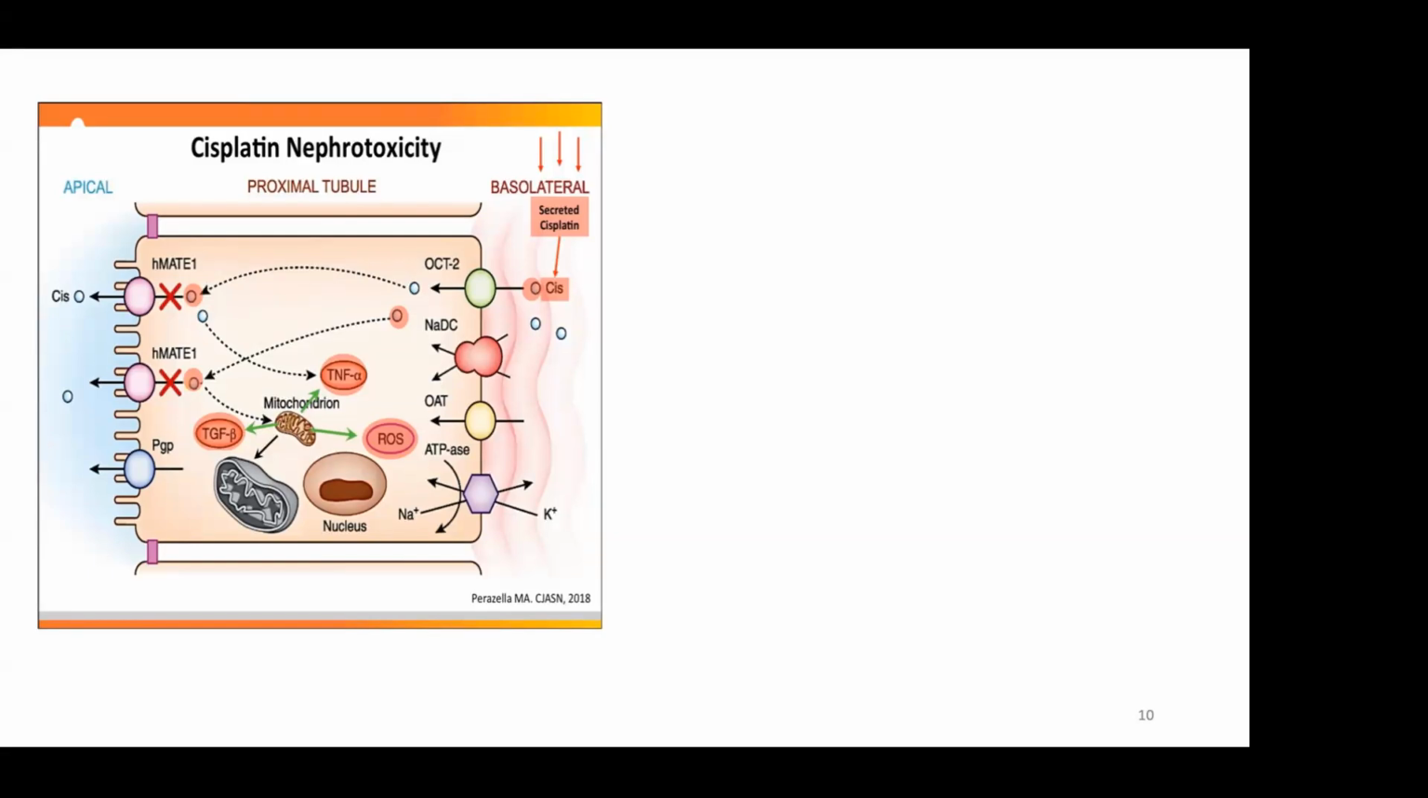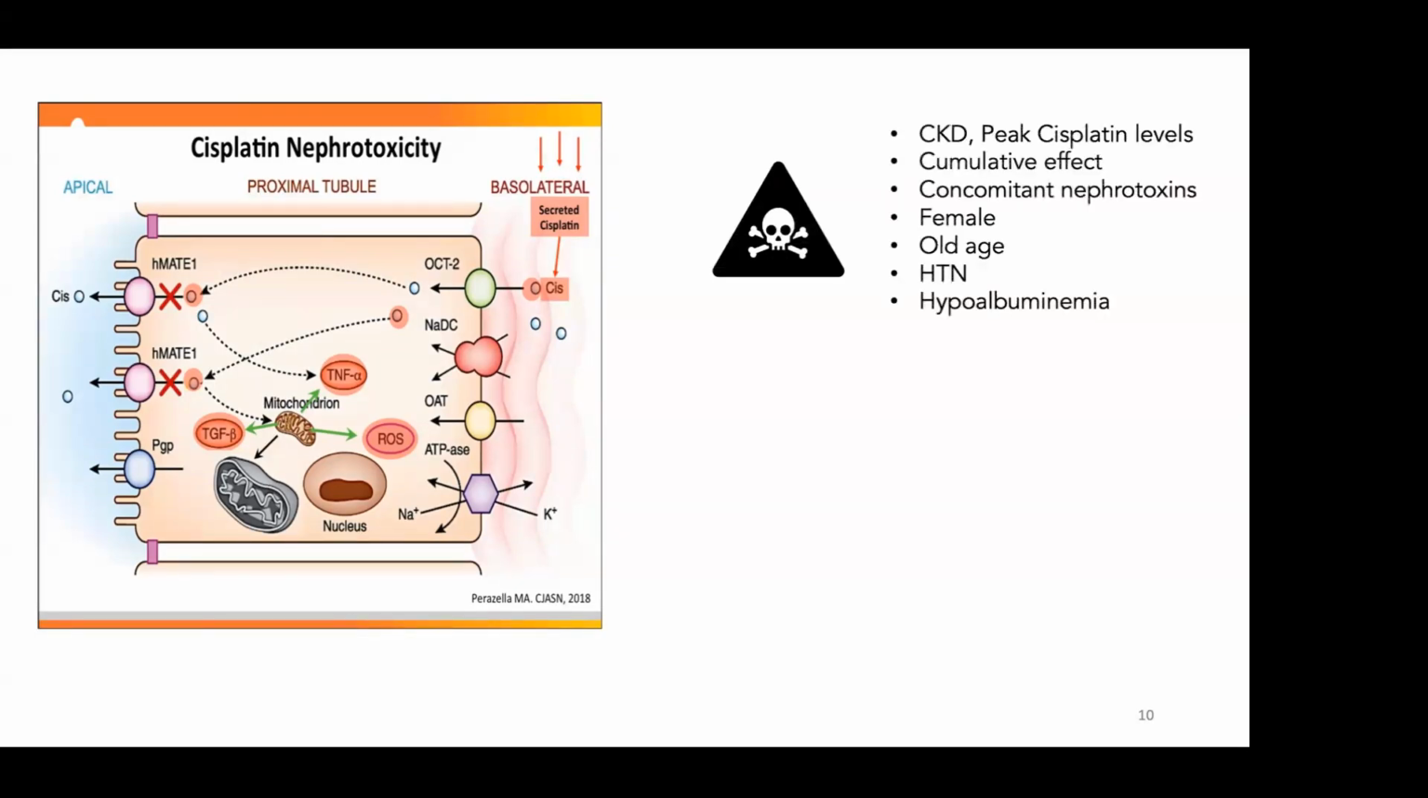So cisplatin gets absorbed from the basolateral side via the organic cation transporter 2, and is internalized into the proximal tubule. Once it enters the cell, it sets off a cascade of generation of reactive oxygen species, which causes mitochondrial damage, nuclear damage, and eventually cell damage, or what we call tubular cell injury.